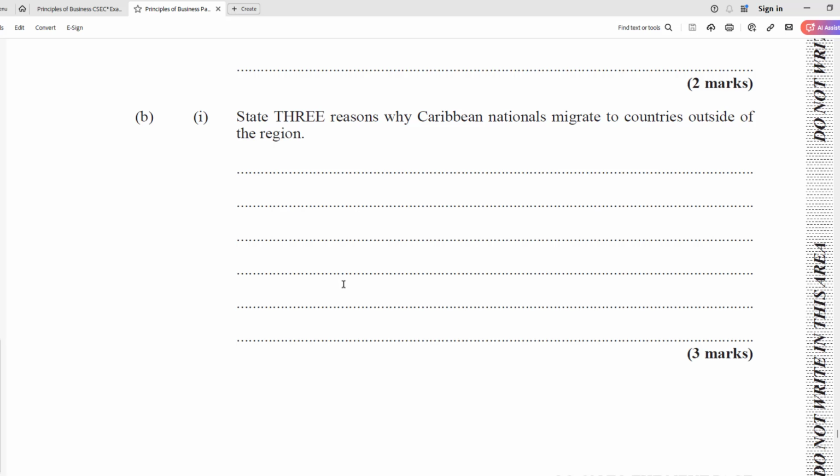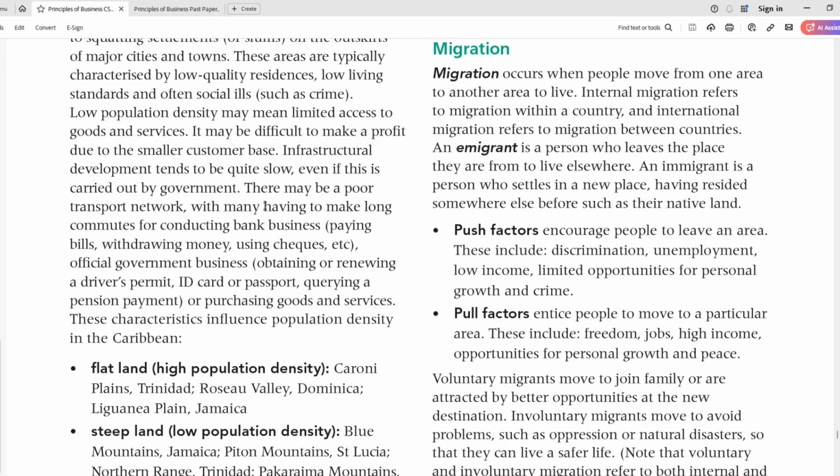State 3 reasons why Caribbean nationals migrate to countries outside of the region. Why do we migrate to countries outside the region? Why do we experience the brain drain phenomenon? When it comes to migration, you have what we call the push factors and the pull factors. This one is a very straightforward question. Why do we want to migrate?